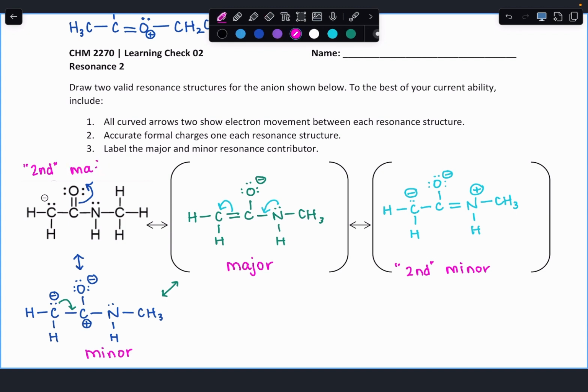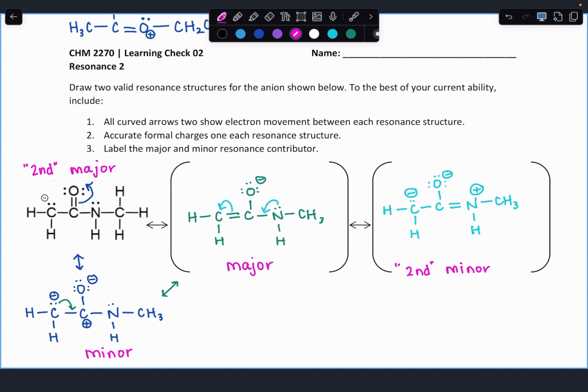Typically, you are just identifying the major and the minor, but I still wanted to explain. Depending on which ones you have, if you only have these two, then this one is your minor. If you have these two, then this one's your minor. If you have these two, then that one's the minor. Okay. Any questions on the learning check?